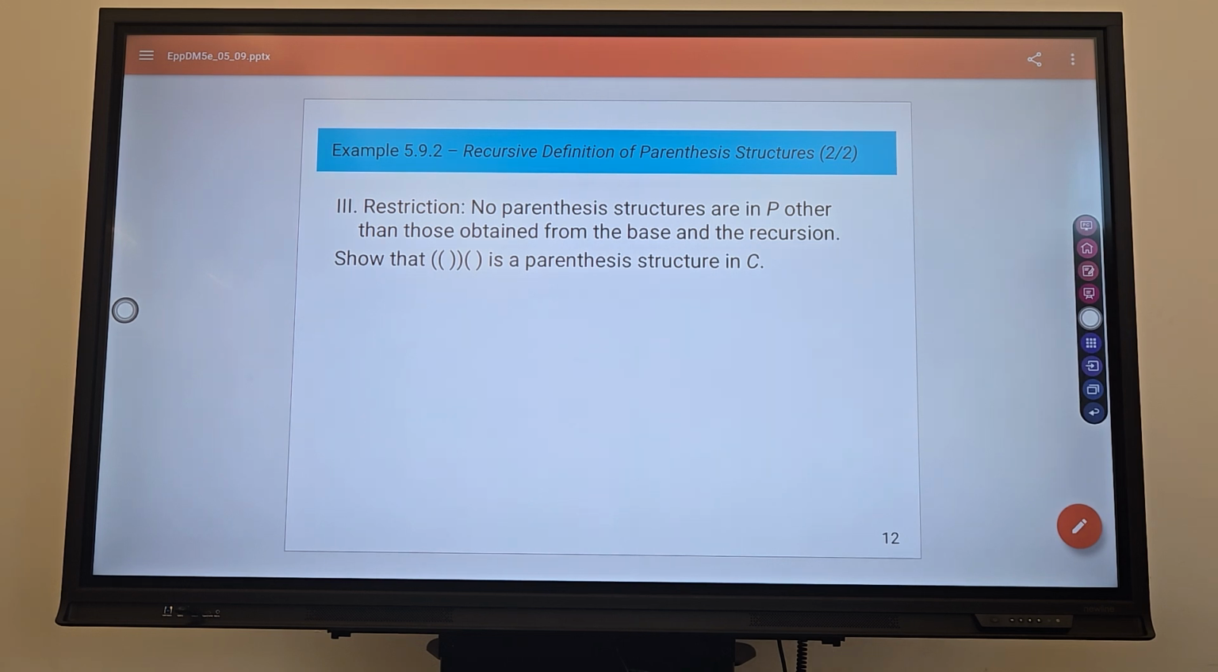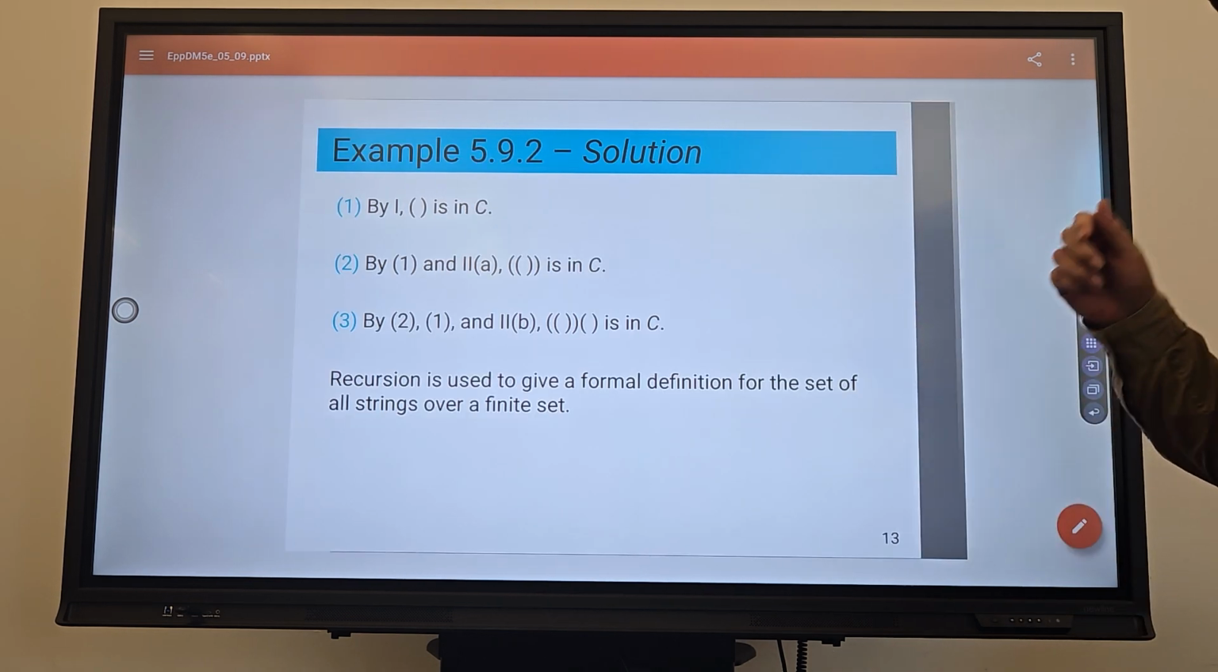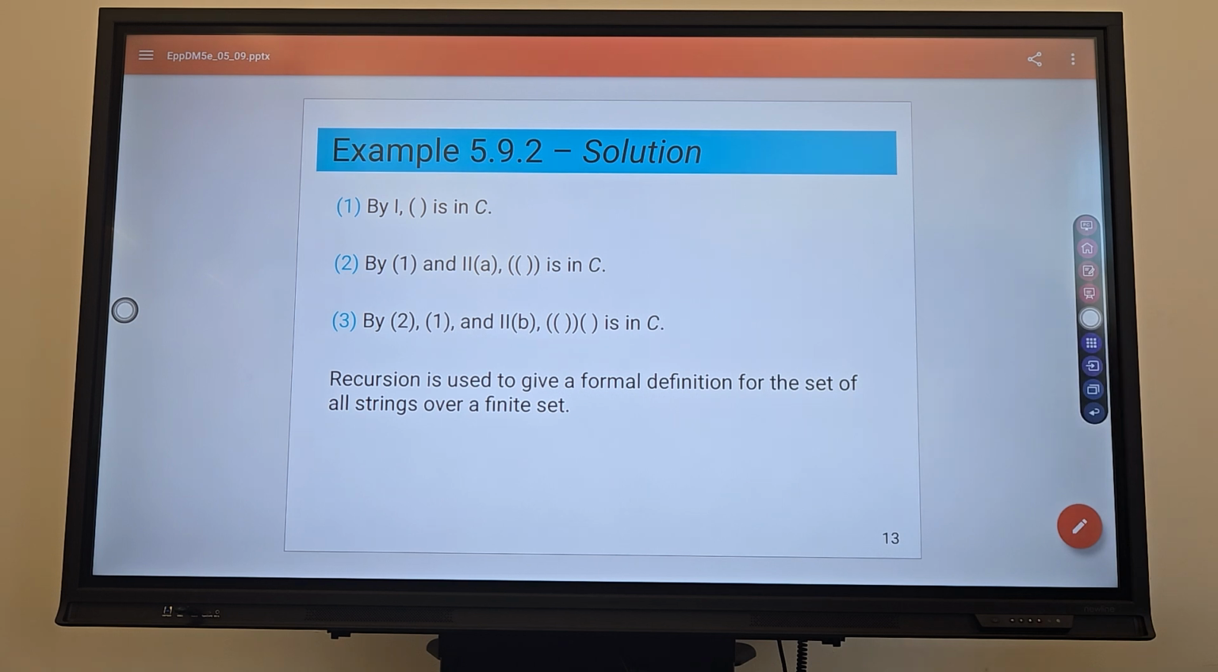Show that this here is a parentheses structure in C. By 1, open and close is in C. By 1 and 2A, double open and double close parentheses is in C. By 2, 1, and 2B, then the full string is in C.